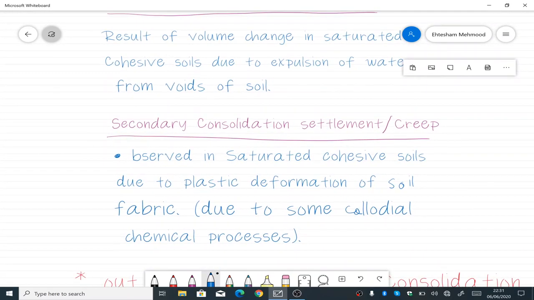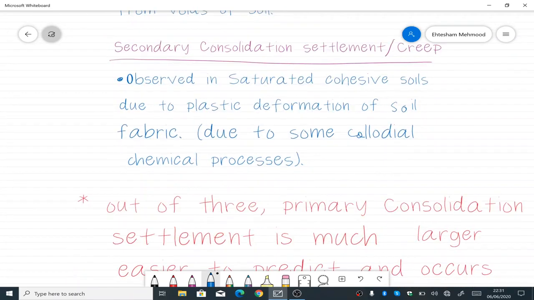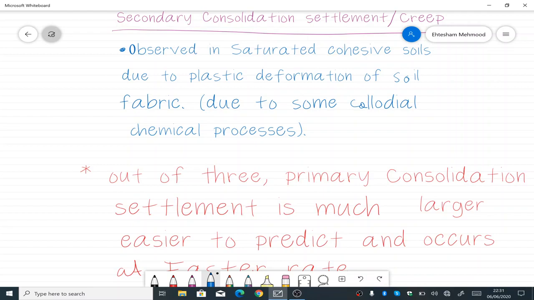Lastly, we have secondary consolidation settlement, also called creep. It is generally observed in saturated cohesive soils due to plastic deformation of the soil fabric, and it has been attributed to a small colloidal chemical process, but the process is still in the theoretical phase. There is no detailed understanding of what is actually causing the creep of the soil.